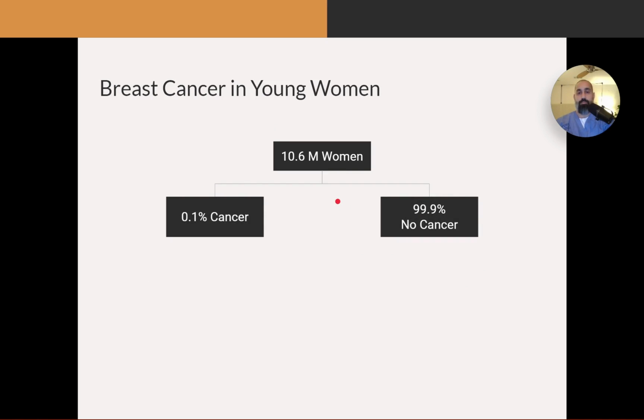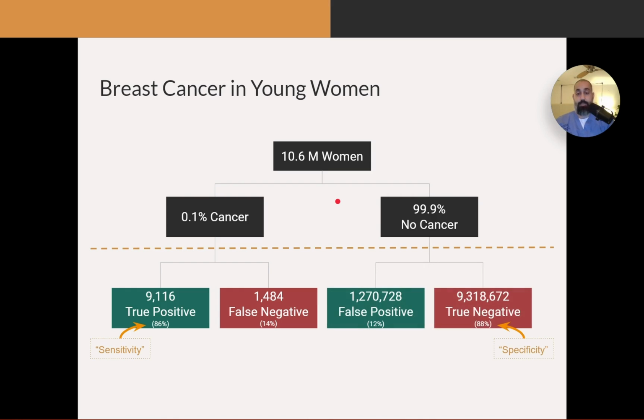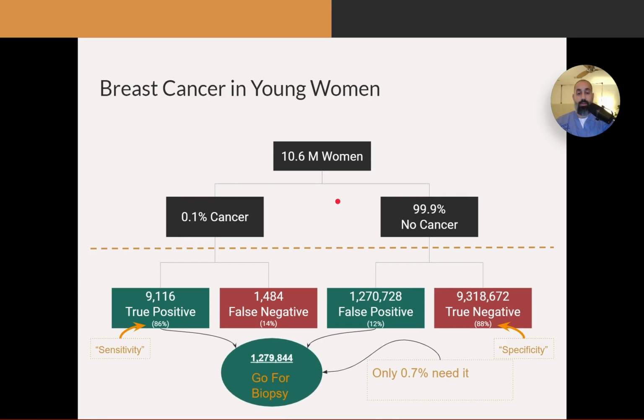So what about in breast cancer? Well, if you're testing breast cancer in young women under 30 years of age, there are about 10.6 million of them, and only 0.1% have cancer. And so if you do a mammogram, which is 86% sensitive and 88% specific, then you will have about 1.2 million of them that go for biopsy, but only 0.7% will need it, because there are only 9,000 true positives in the sample.